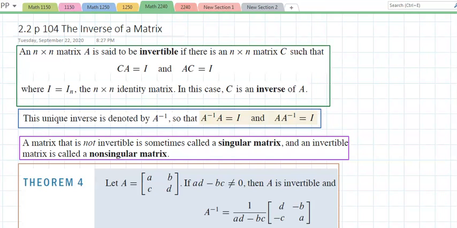Section 2.2 is on page 104. It talks about the inverse of a matrix. The section is all wrapped around the inverse. Not that long of a section, but important.